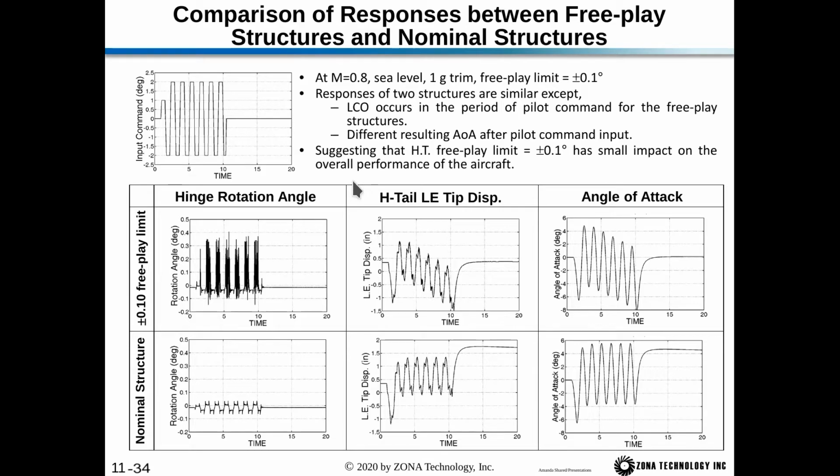So this suggests that a horizontal tail Freeplay limit of plus or minus 0.1 degrees has a small impact on the overall performance of the aircraft. So you can see the resulting angle of attack here ends up being different between the nominal structure and the Freeplay structure. And the rotation angle of the tail, from these two plots, you can clearly see the Freeplay developing.